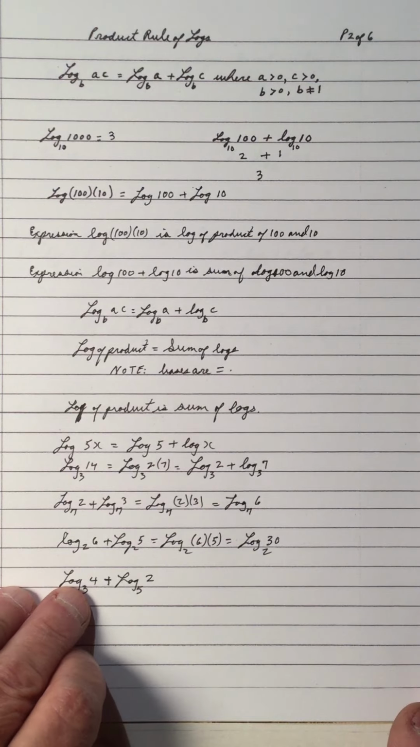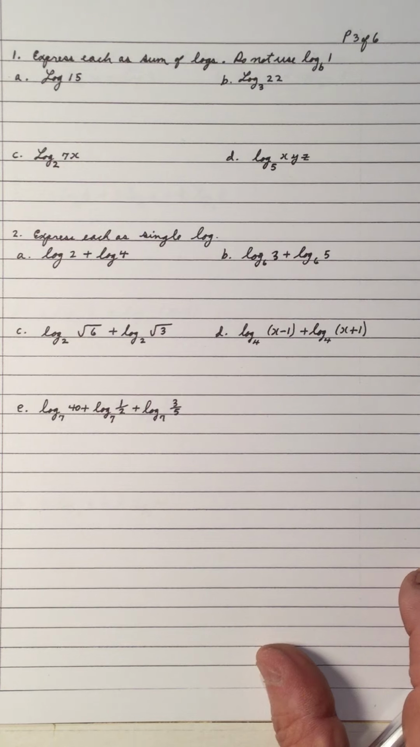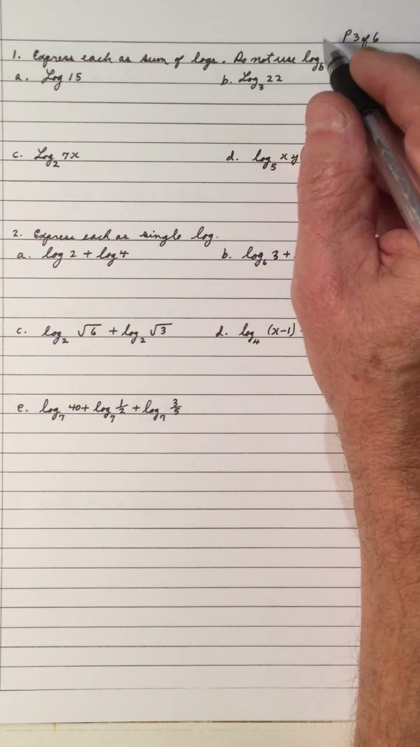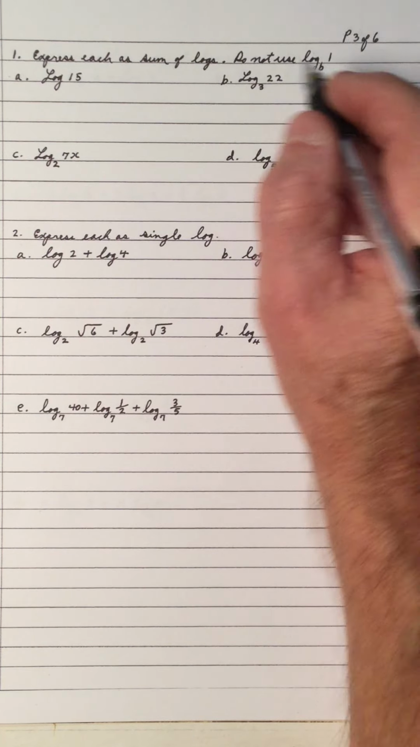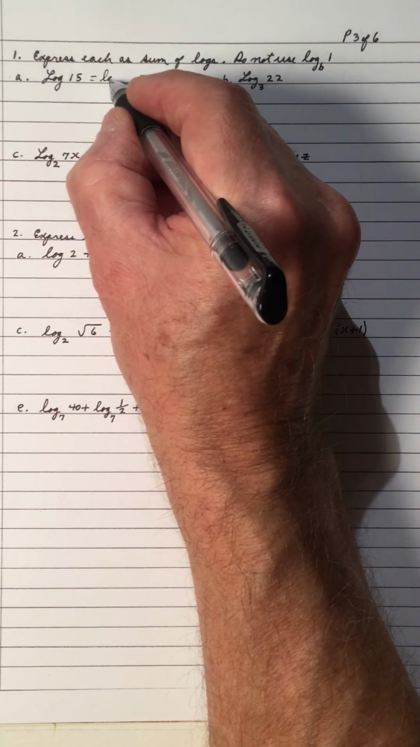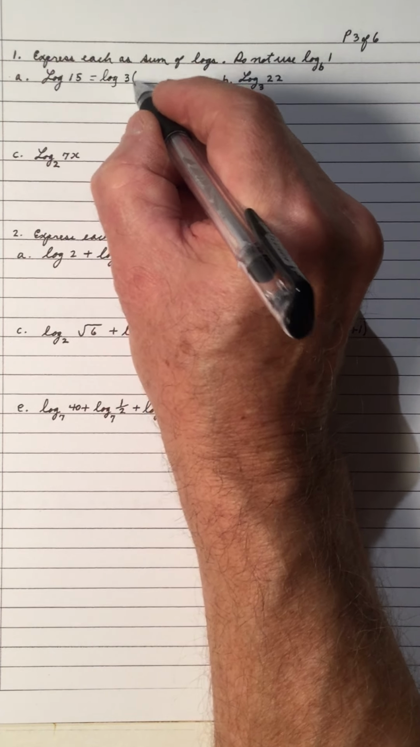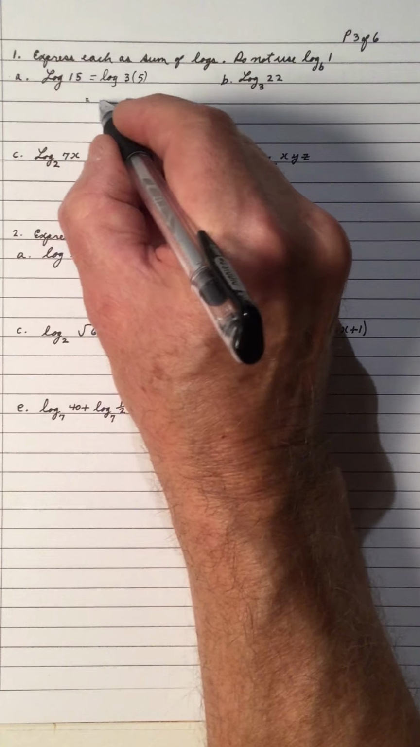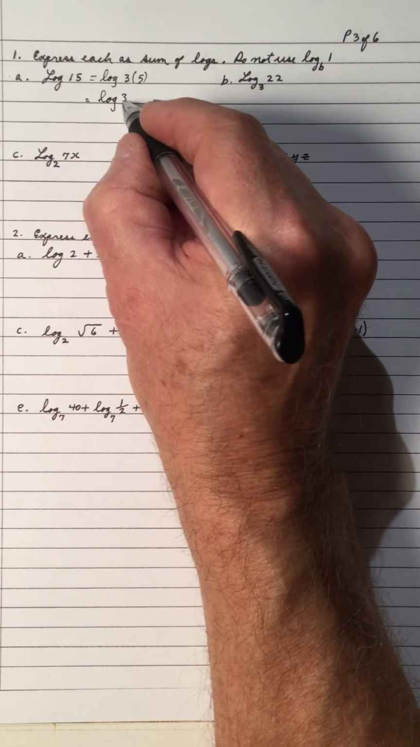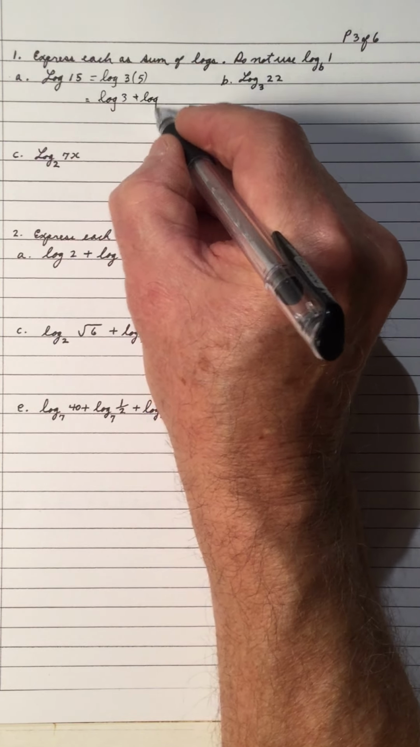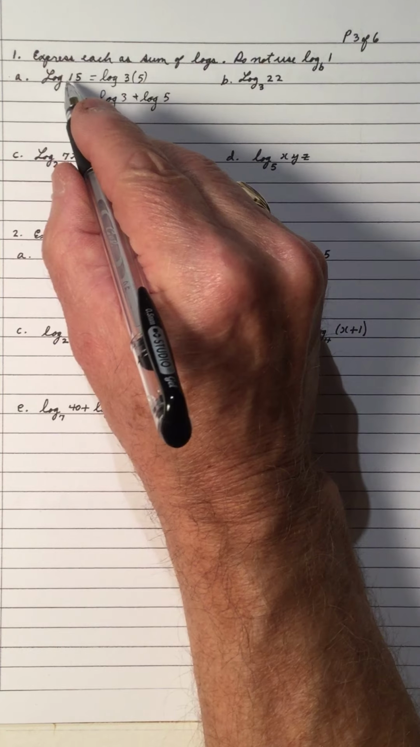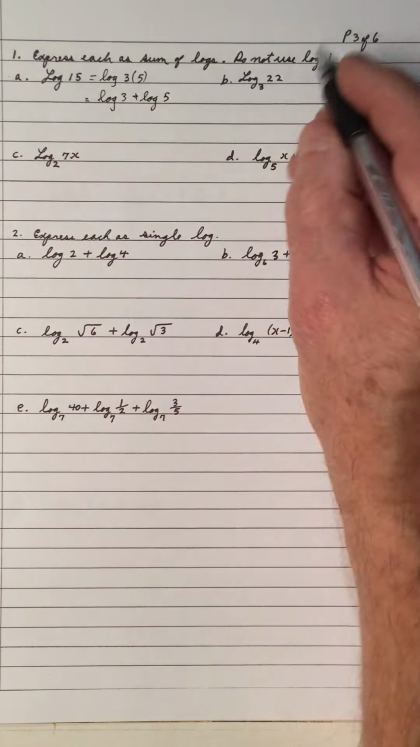So let's do some more examples. Express each as the sum of the logs. Do not use 1 base b. So the log of 15 is the log of 3 times 5. So that's the log of 3 plus the log of 5. The log of a product is the sum of the logs.